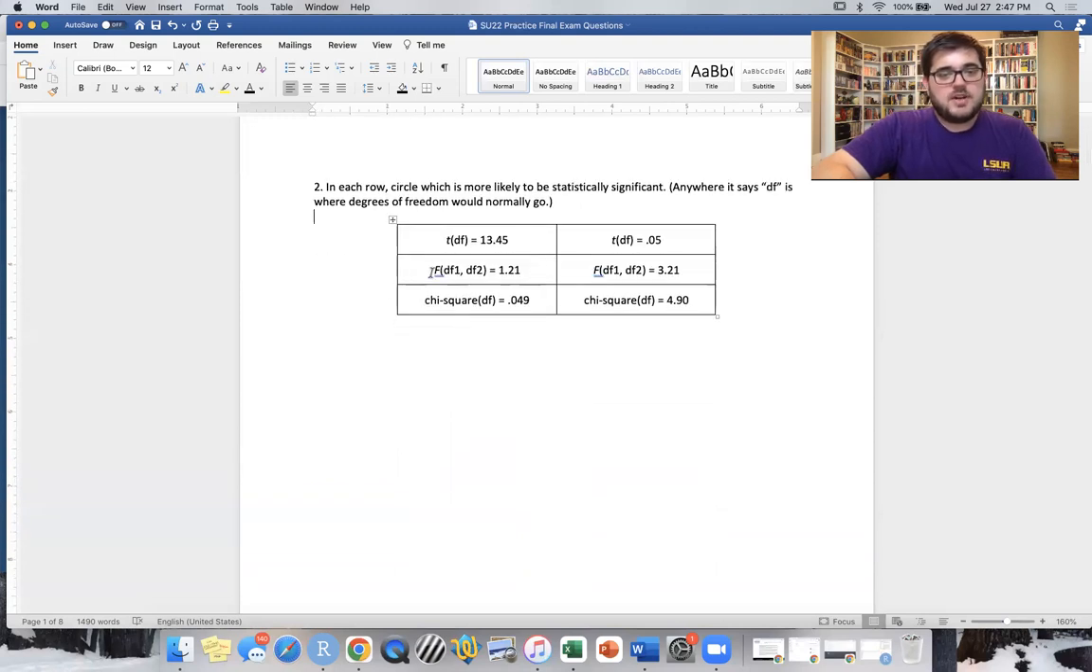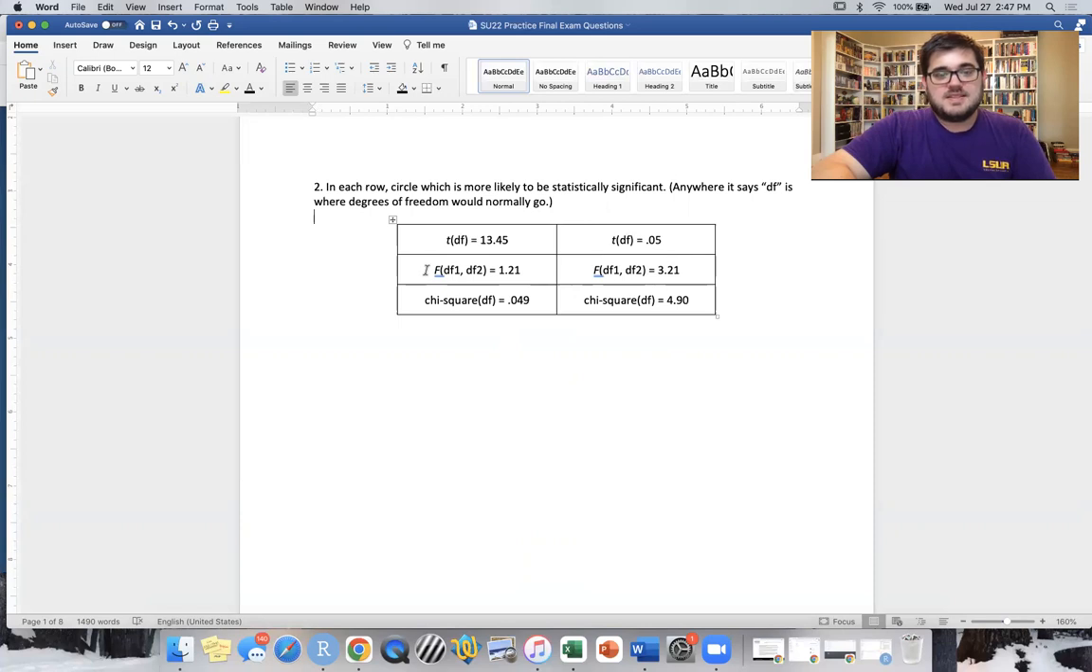For the second row, we've got an F value with degrees of freedom. We have two different degrees of freedom, one for the numerator, one for the denominator. I don't say what they are, I just say whatever the degrees of freedom are, the total F value is 1.21. And then you have an F value over here with the same degrees of freedom, but it's equal to 3.21. Very simple rule here.